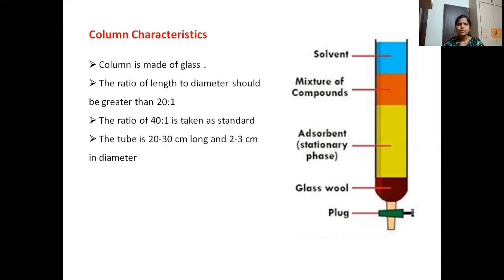If a column is not available, it looks like the burette we see in our laboratory. Here you can see it is a long glass tube, having a stopcock at the bottom of the column, same as that of the burette. We can turn it on or off: when you want to collect the solvent from the column, you turn it on, or else you can just turn off the knob.